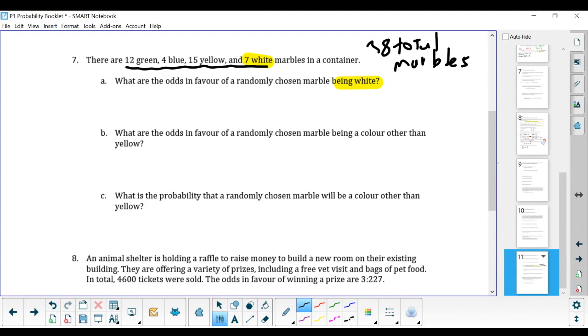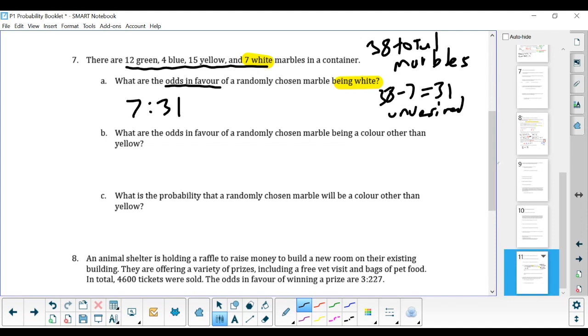So if we're looking at the odds in favor of it being white, there are 7 desired events. Now we want to compare them to the undesired events. All we need to do is take the 38 marbles and subtract 7 to give us 31 undesired events. So our odds are going to be 7 to 31, and we can't reduce that any further.